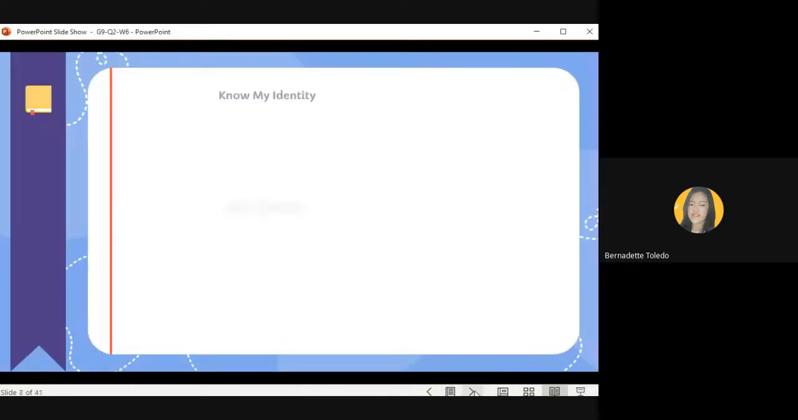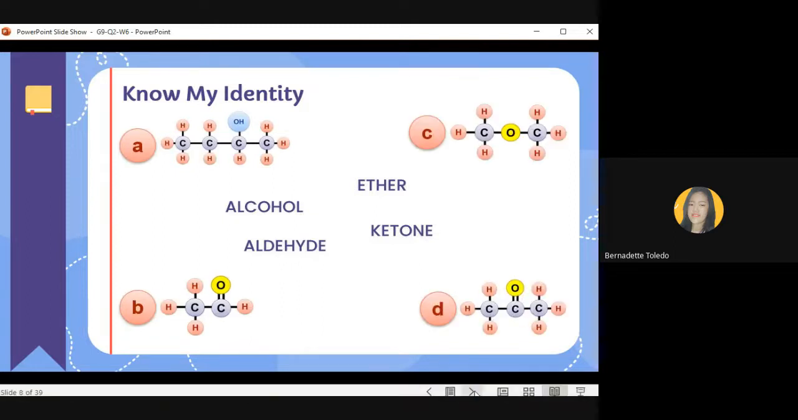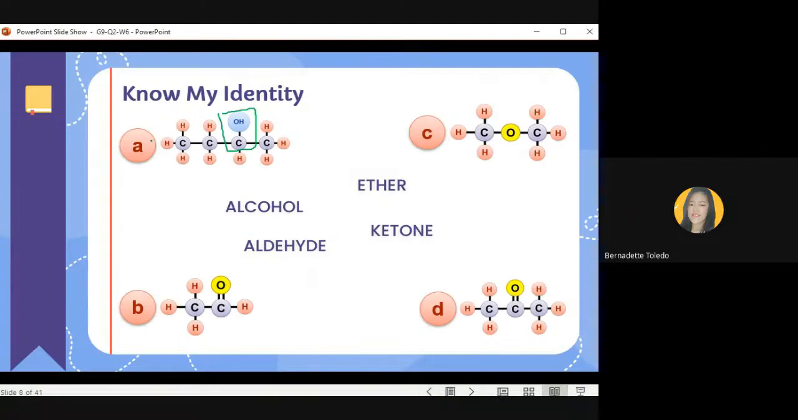And then, now let's identify the following compounds as alcohol, aldehyde, ether, or ketone. So I have here some compounds. We will just identify the functional group and identify which functional group it is. So for letter A, the functional group as you can see here is this one. Now if we have hydroxyl group present on a compound, this is an example of an alcohol.